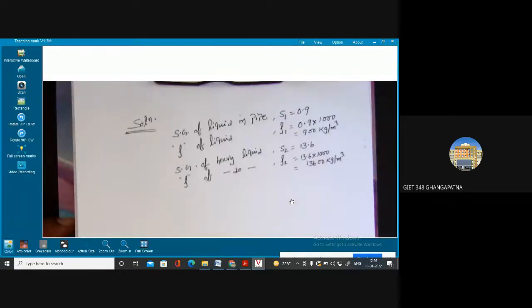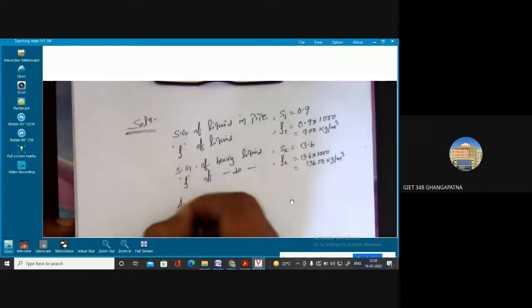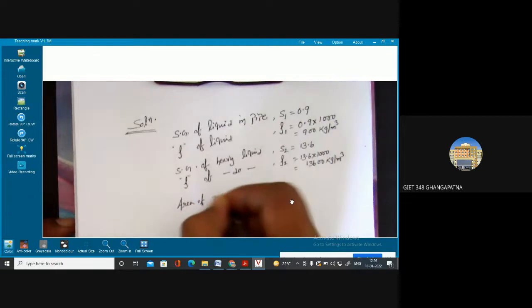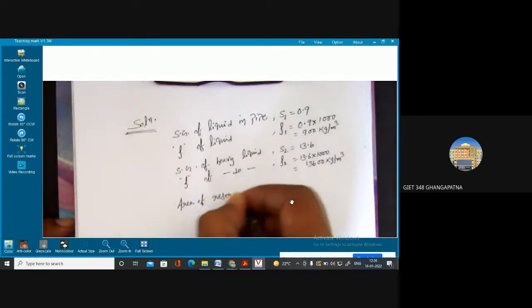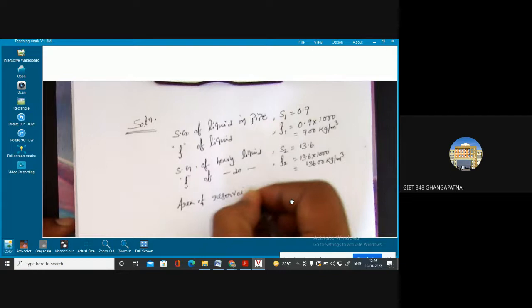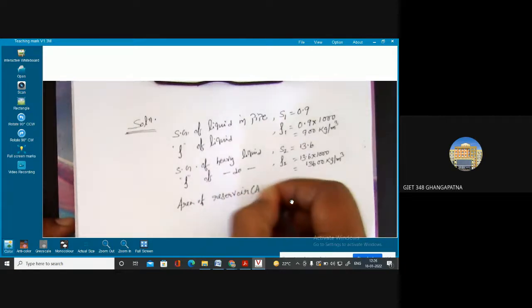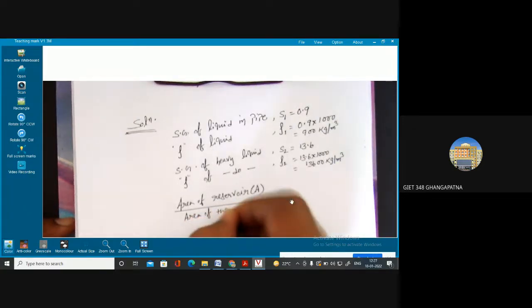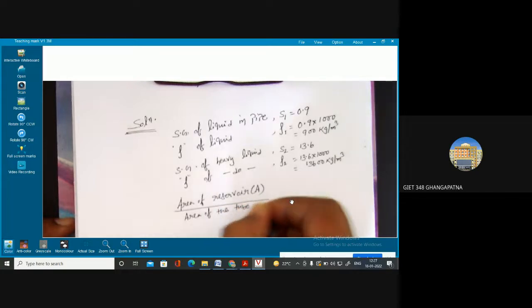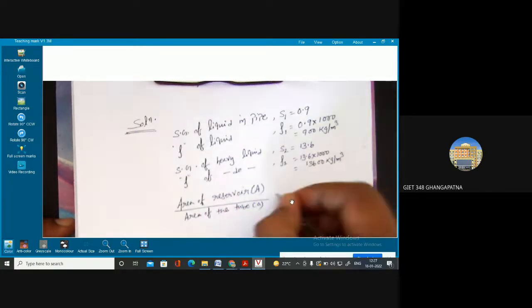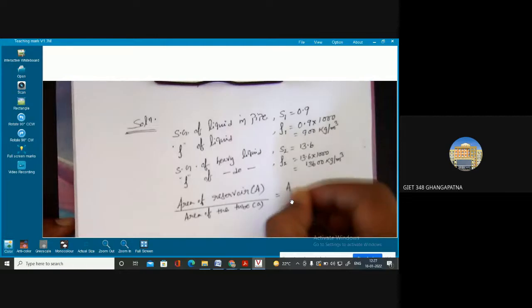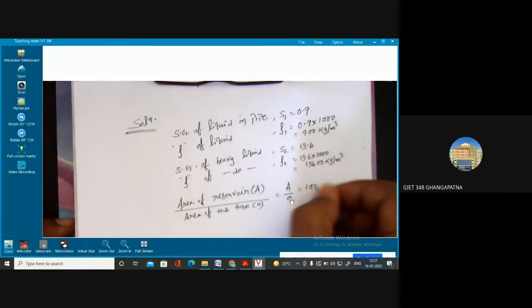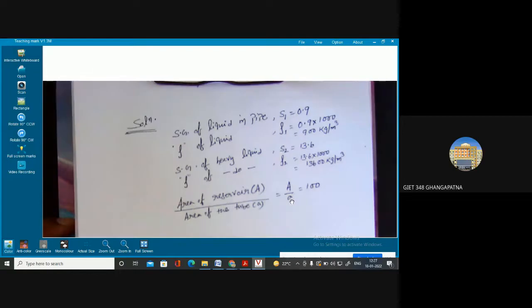Clear? So, area of reservoir, that is capital A, by area of what? The tube, that is small a. So A by small a, what is the ratio? 100. Clear?